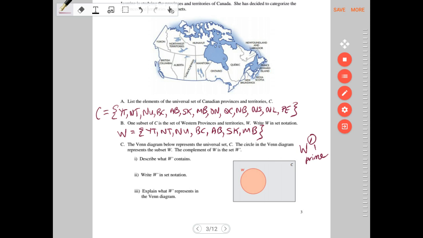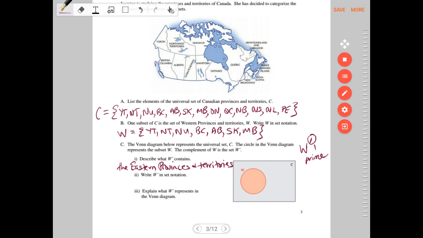All right, describe what W prime contains. Well, if W is the set of all the western provinces and territories, then W prime would be not the set of western provinces and territories. Or, in other words, the eastern provinces and territories.